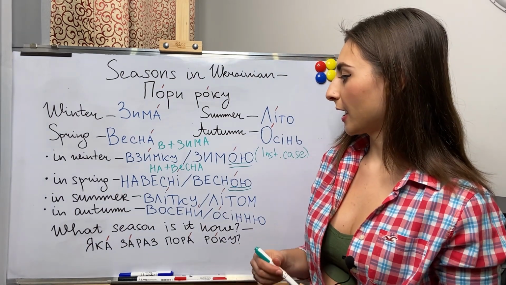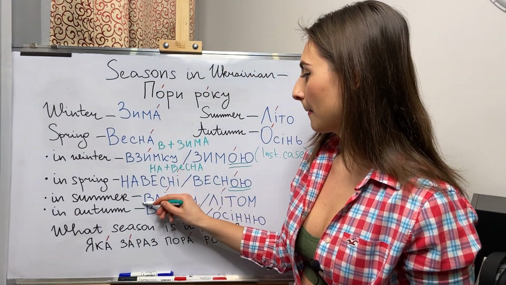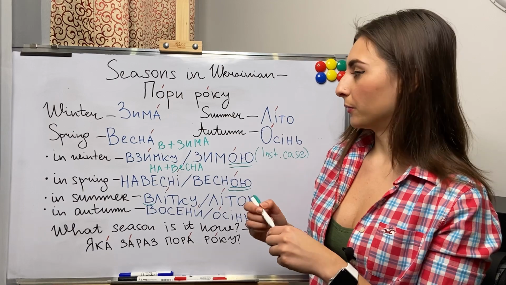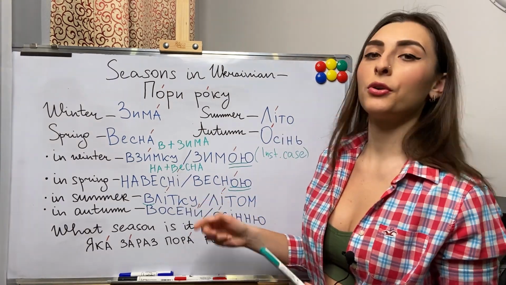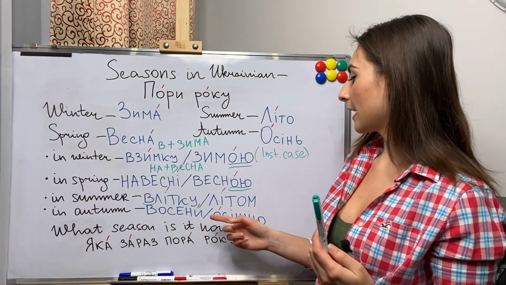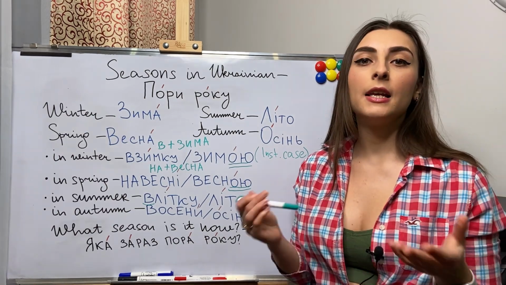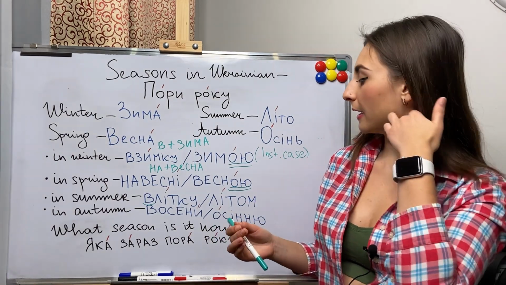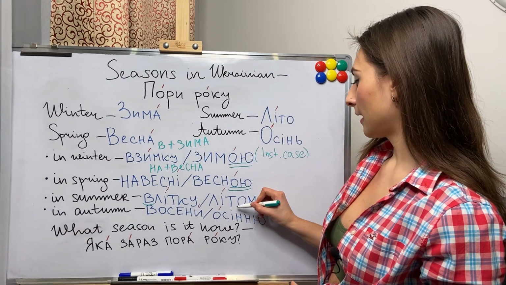In summer, you can say влітку. The same, we have here a preposition в plus the word літо. Влітку means in summer. Or you can say літом. In summer. And this is the instrumental case again.